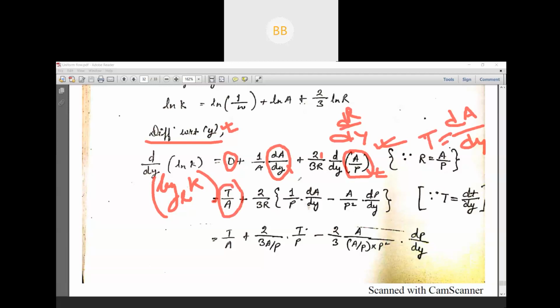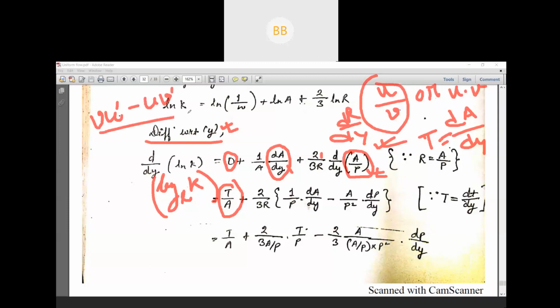Addition 2 by 3r, and then again we have to do the differentiation using the formula for u by v, or u multiplied by v. It's up to you which formula you want to use, but you have to do the differentiation. Here, if you use this, it is v differentiation of u minus u differentiation of v, divided by v square. This is the formula for u by v.